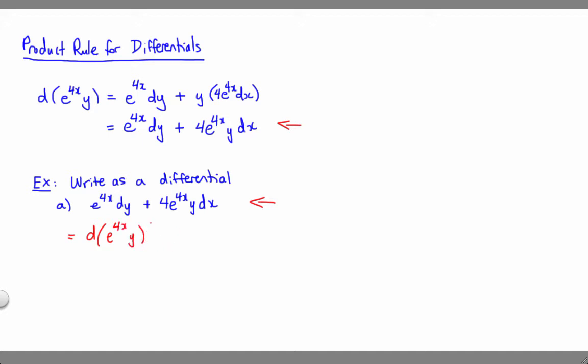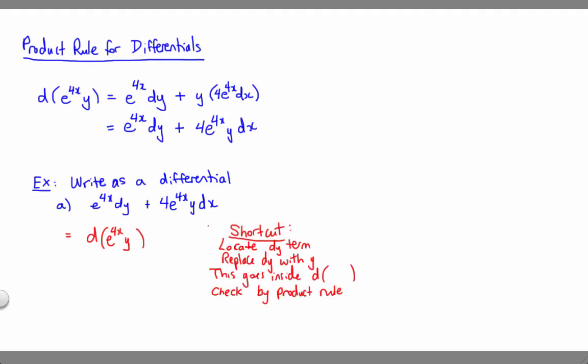And let's see if we can come up with a shortcut for how to move from this step to this step. Here's how our shortcut's going to work. We're going to locate the dy term. We're going to replace the dy with y. And that new expression will go inside the differential. And we'll check our work just to make sure using the product rule.